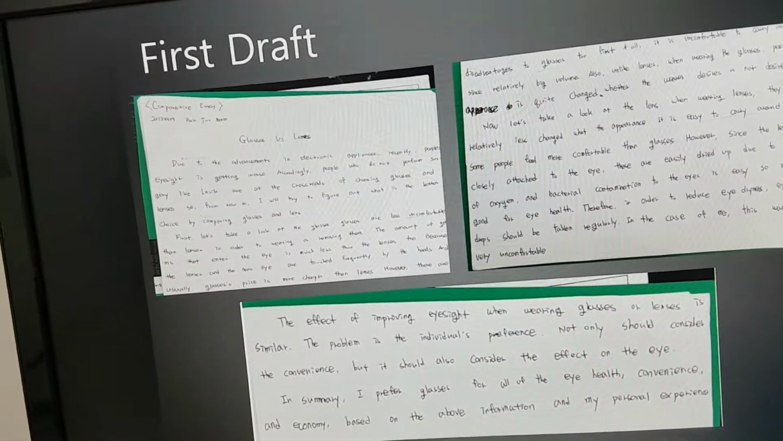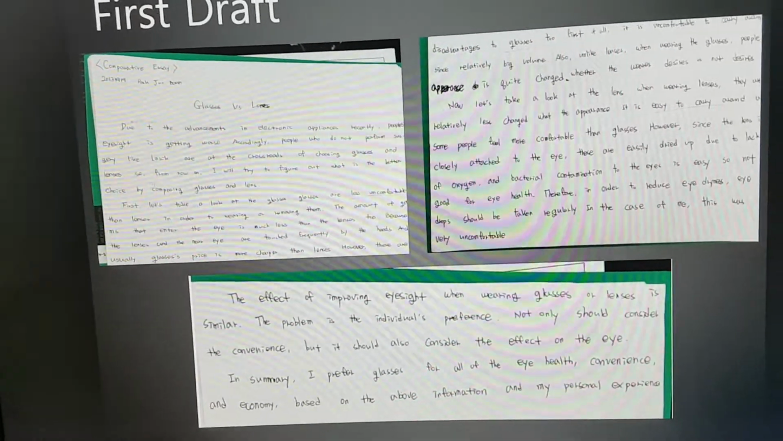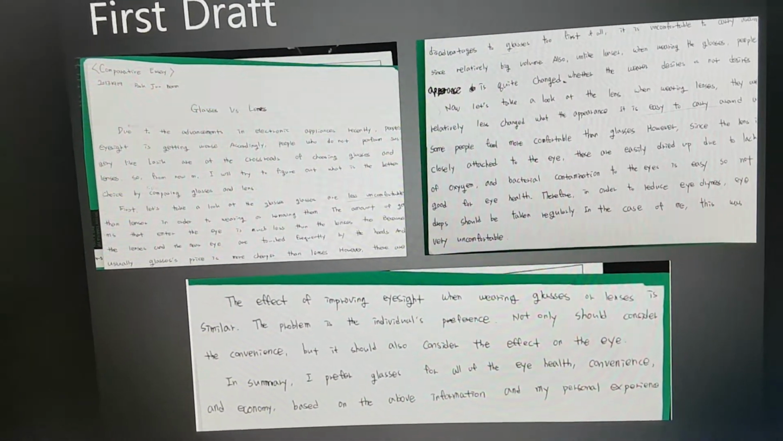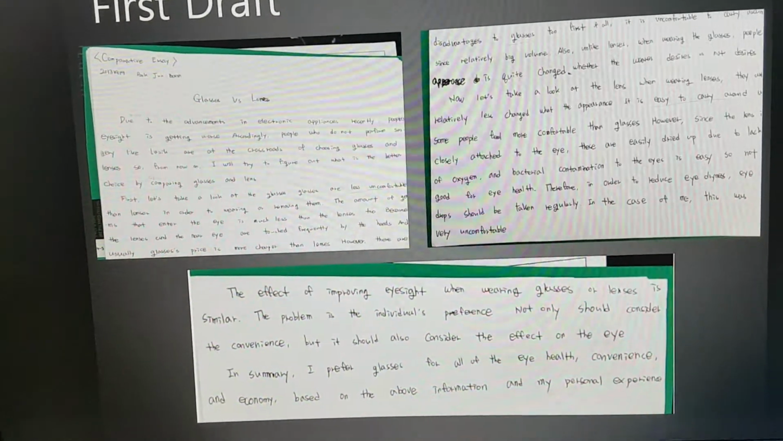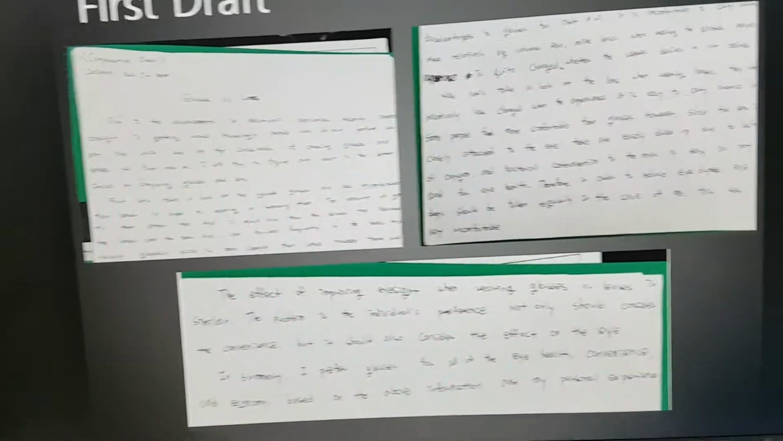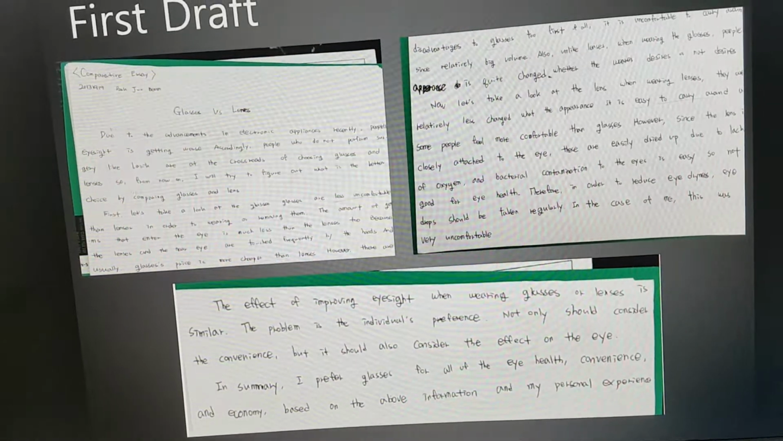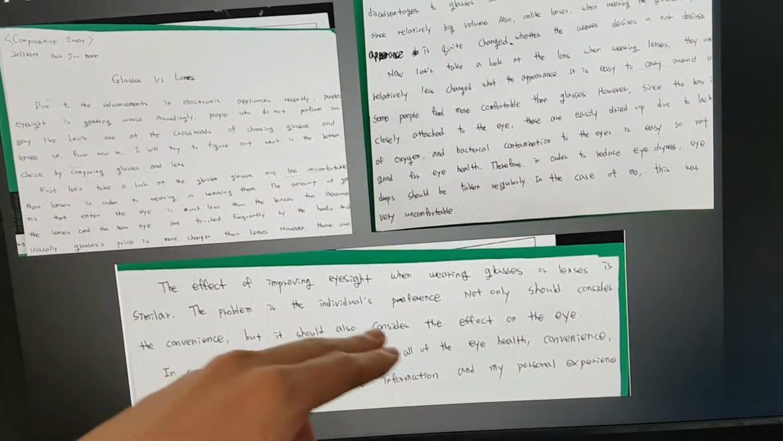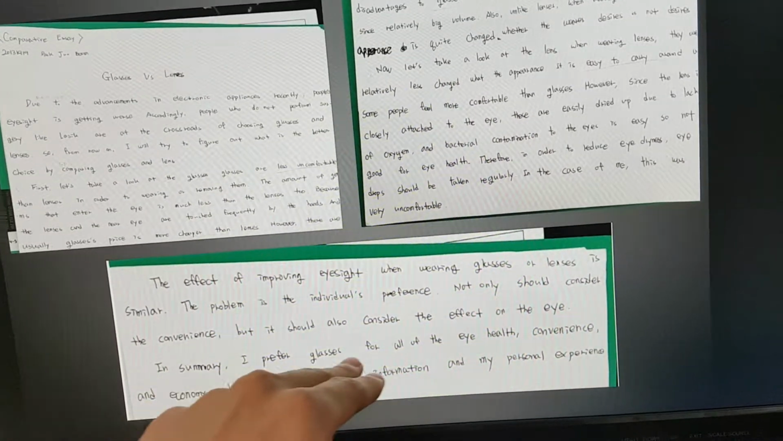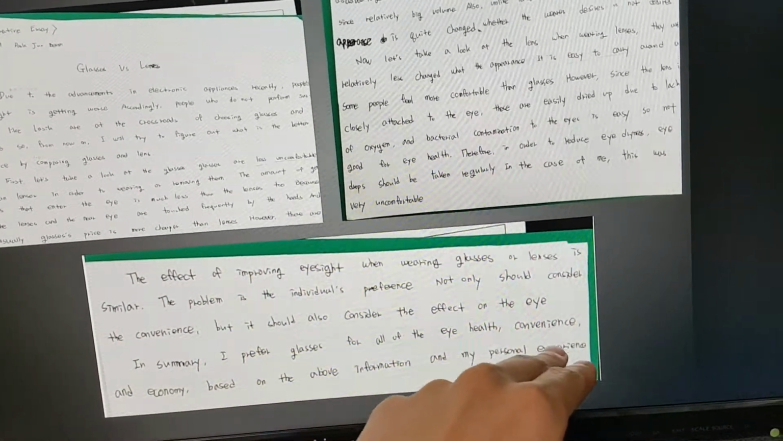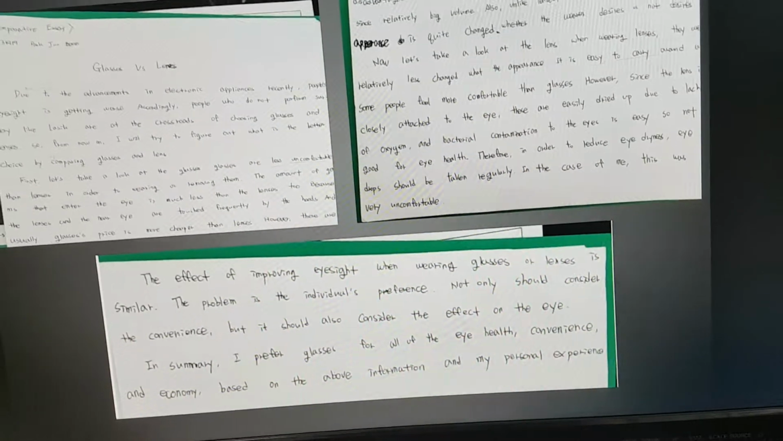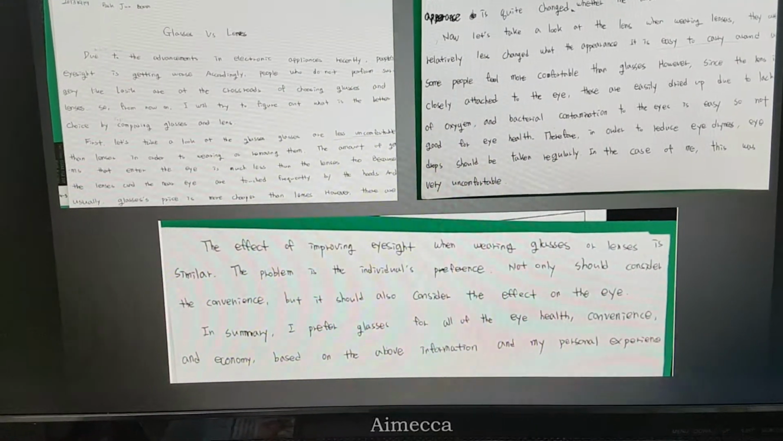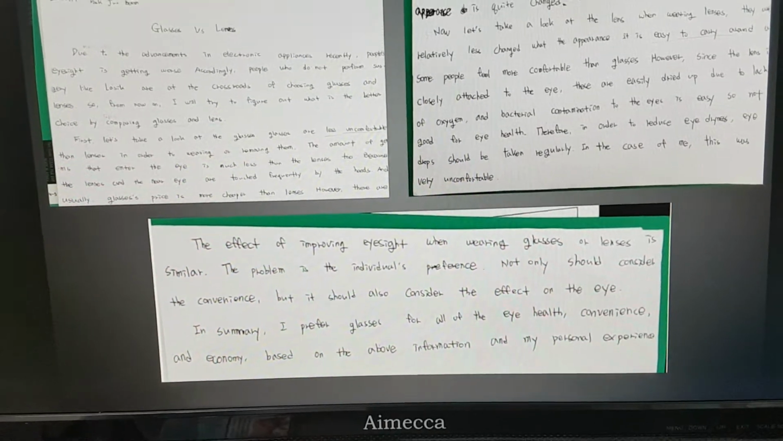So, a lot of it was speculative, like "most likely," and it was illogical and not scientific proof. For example, I wrote, "I prefer glasses in all aspects. I prefer glasses for eye health, convenience, and economy." As you can see, there are some errors from the beginning of the essay.